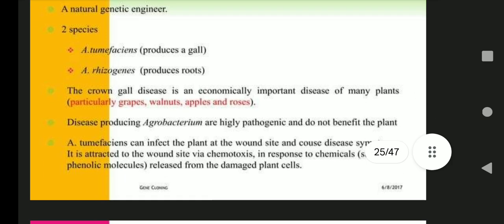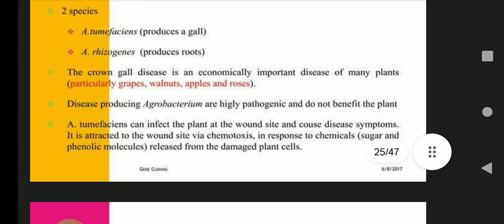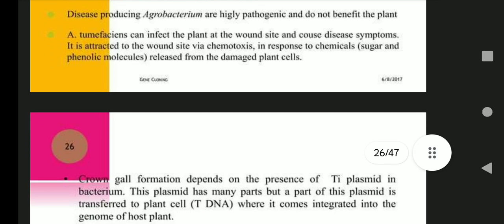This Agrobacterium is a highly pathogenic bacterium that causes infection in the plant at the wounded site, and it produces disease symptoms. At the wounded site, by chemotaxis, many chemicals reach the infection site of this bacterium, such as sugar and phenolic molecules that are released from the damaged plant cell.